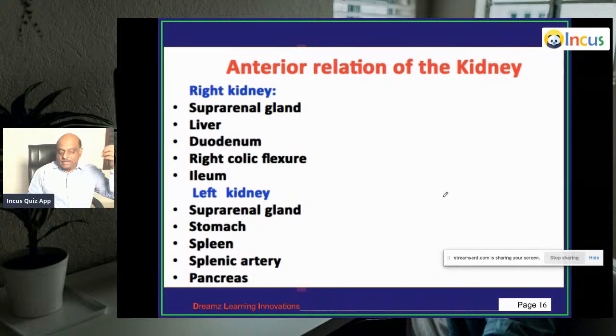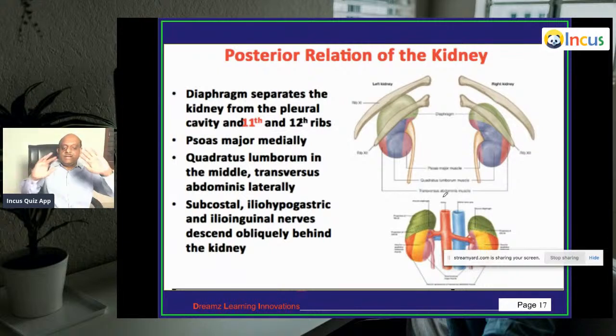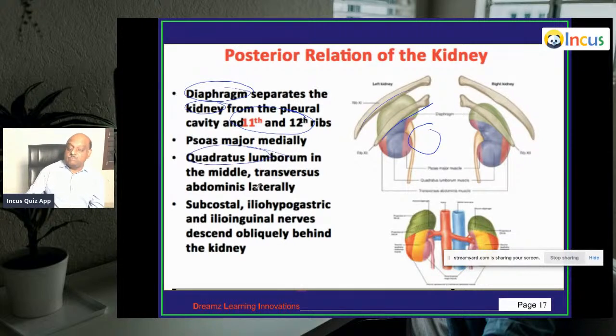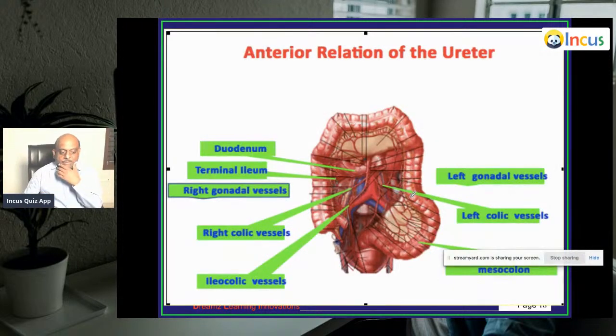So the right kidney goes suprarenal, liver, duodenum, right colic flexure and ileum. The left kidney goes suprarenal, stomach, spleen, splenic artery and pancreas. So what is the posterior relation of the kidney? Basically, the diaphragm separates the kidney from the pleural cavity and the 11th and 12th ribs. Psoas major is medial, posteriorly. Quadratus lumborum and transverse abdominis are lateral. Subcostal, iliohypogastric, ilioinguinal nerves descend obliquely behind the kidney. That is what you need to remember.